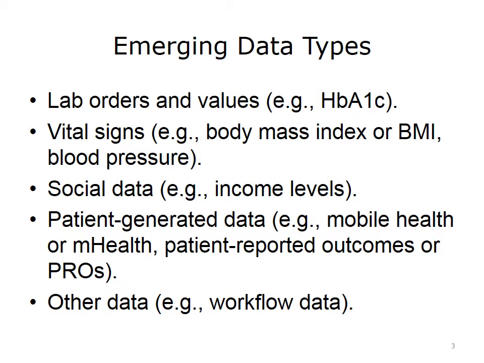A number of variables have emerged as potential data types for population health analytics. These emerging data types include lab orders and values, such as hemoglobin A1C levels, vital signs, such as body mass index, BMI, and blood pressure levels, social data, such as income levels, patient-generated data, such as mobile health data and patient-reported outcomes, PROs, and other data, such as workflow data.